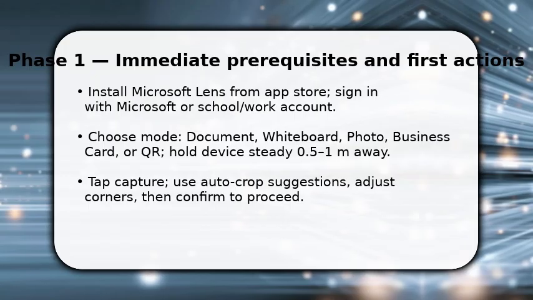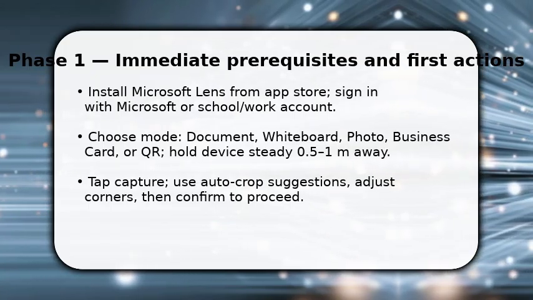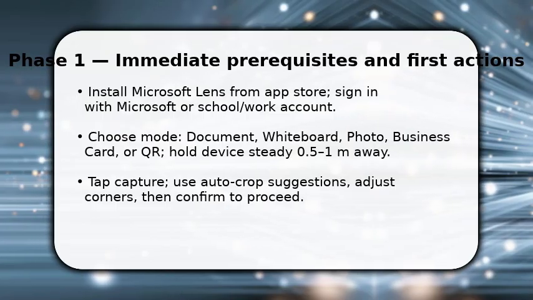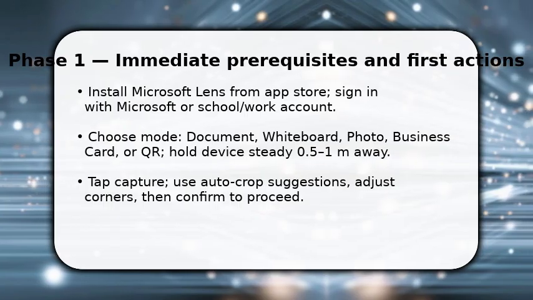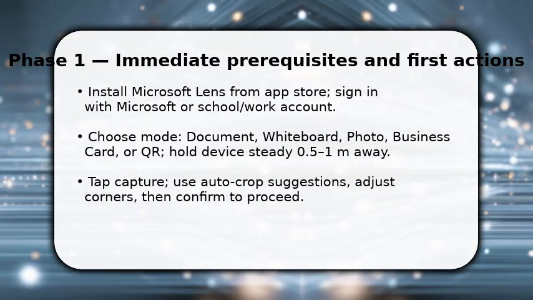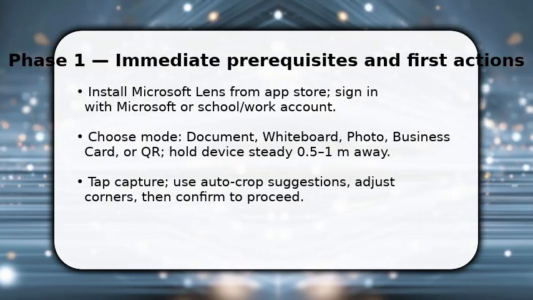Then position the camera about 0.5 to 1 meter away, center the content, and tap capture. The app auto-detects edges. Make sure to review the suggested crop and tap the check mark to keep the best framing, so you don't rescan.